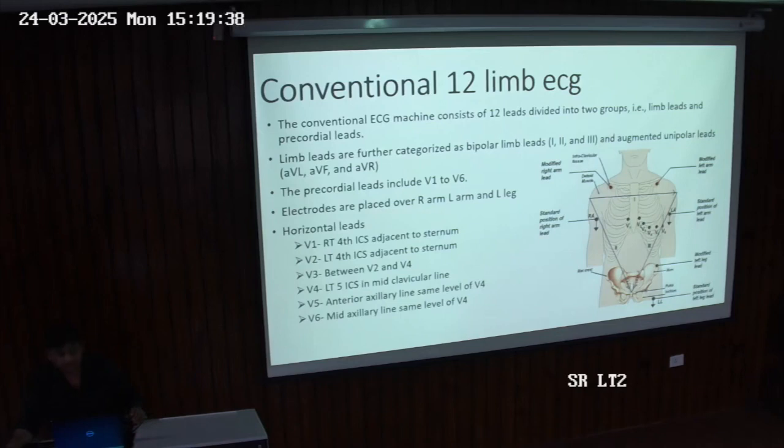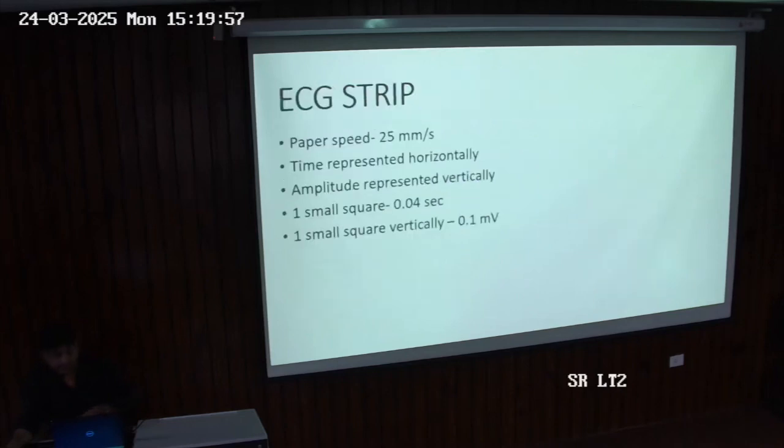V3 is between V2 and V4. V4 is the left fifth intercostal space in the midclavicular line, and V5 is the anterior axillary line, and V6 is the mid axillary line at the level of V4. V4, V5 and V6 are in the same line but at different positions.